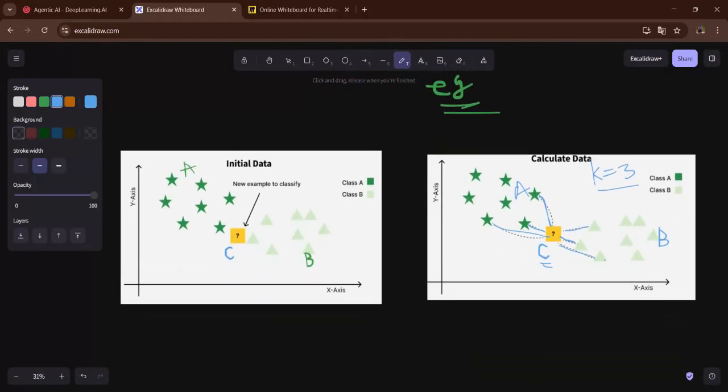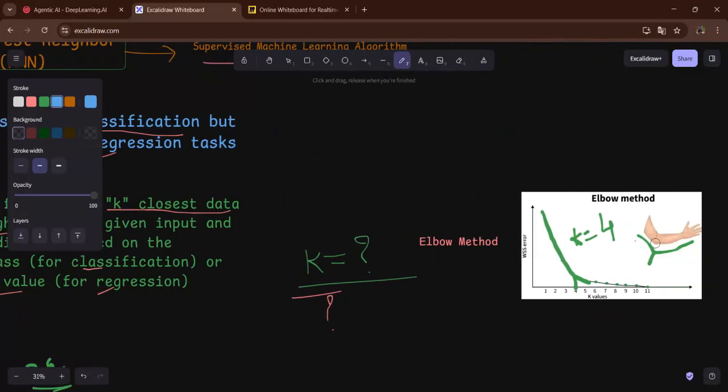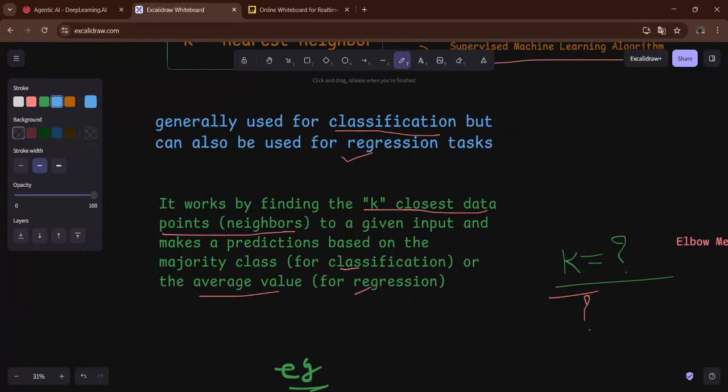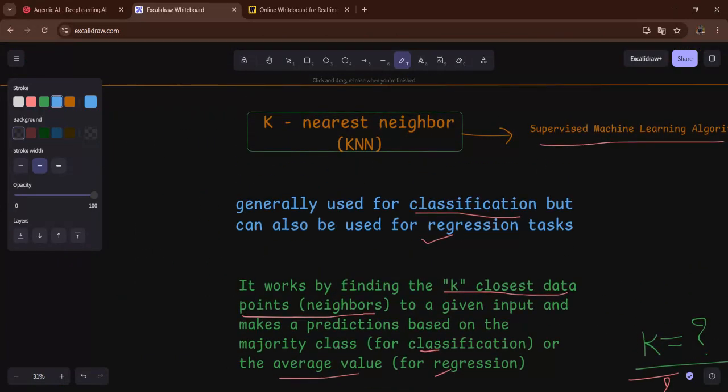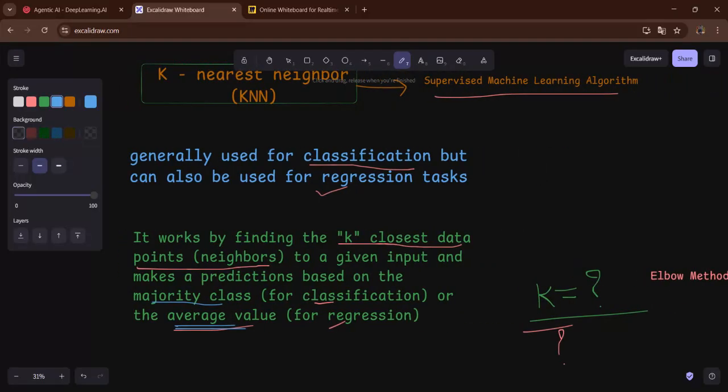So we have taken examples as well. We covered what the k actually is, how the k is found using the elbow method, the main concept, and for which problems we can use the nearest neighbor algorithm, for classification and also regression. If there is a classification problem, just take the majority class, and if there is a regression problem, just take the average value. Likewise, we can solve problems and take the best decision for classification.